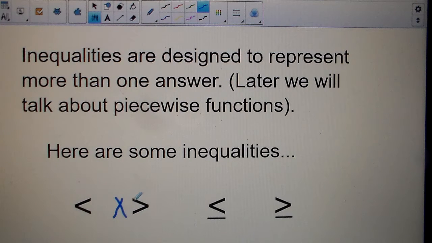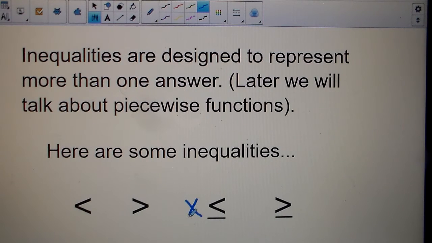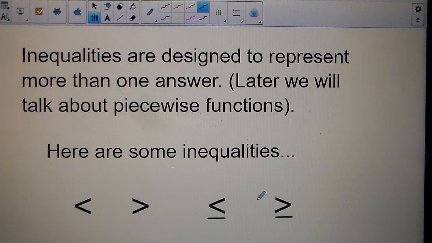If the little inequality monster is eating the x, like you have here, x is greater than 3, that means all the numbers are greater than 3. This one right here, when there's a little line underneath, x is less than or equal to 4. And last but not least, if the monster's eating the x and it has a line underneath, that means x is greater than or equal to, and let's just say 5. So x is greater than or equal to 5.